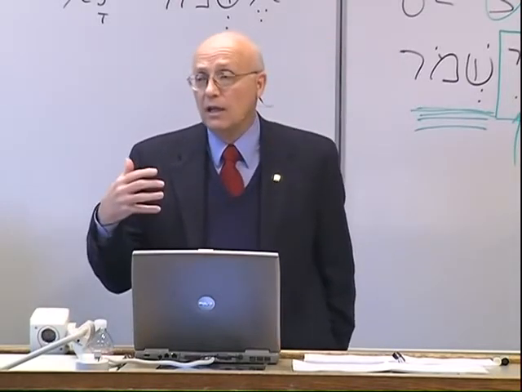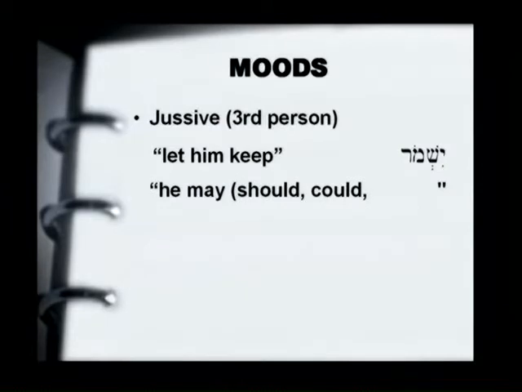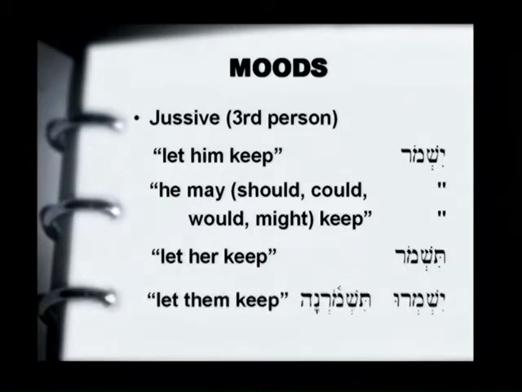So you can have a permissive idea, permission, let him keep. It can also be a mild decree, like let light come to be. When God says that, it's a jussive form. And it can be a decree, but if it's a person speaking, it can be a mild decree. He may, should, could, would, might keep. Those are all possible. Let her keep, when you have a third person feminine singular, has all the same things.